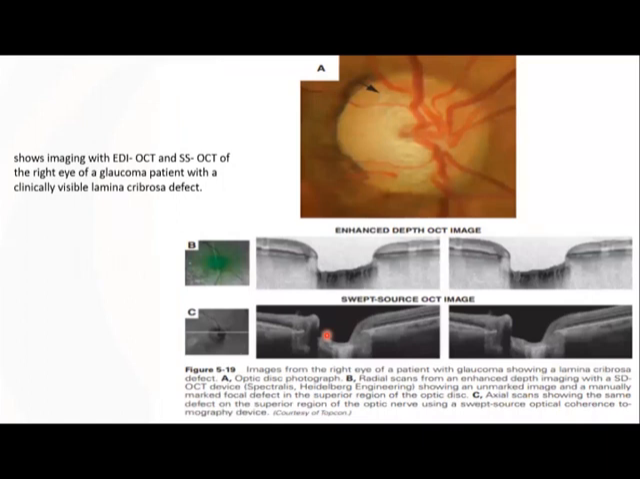Here, the image shows the EDI OCT and SSOCT of the right eye of a glaucoma patient with a critically visible lamina cribrosa defect. Here we can see the striations and vessel deformity, thinning, everything. And these are the corresponding images, the enhanced depth OCT image of the lamina cribrosa, and this one is the swept source OCT image.